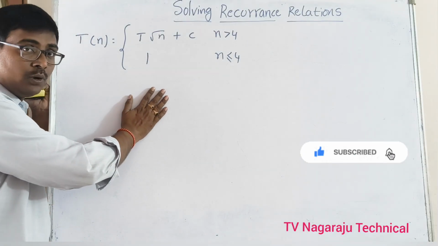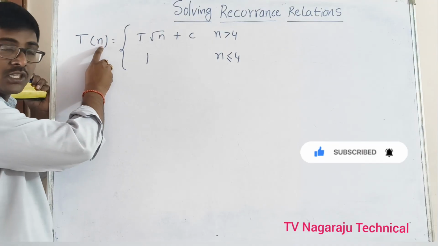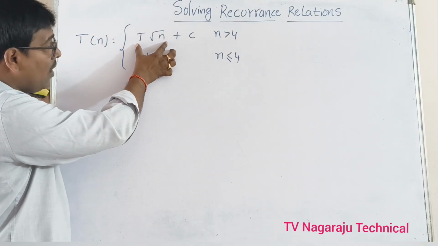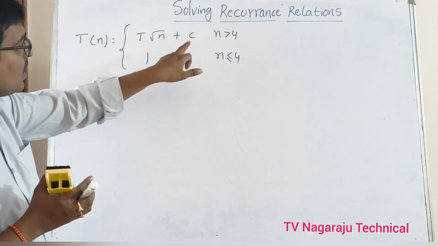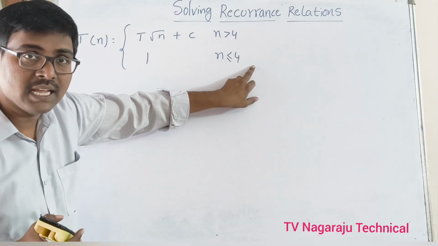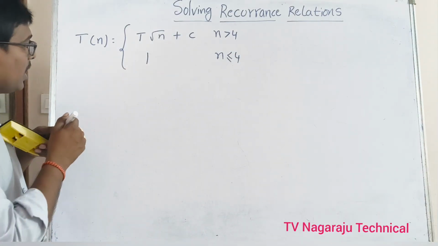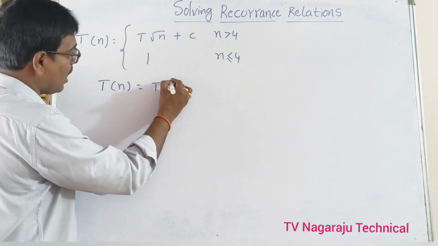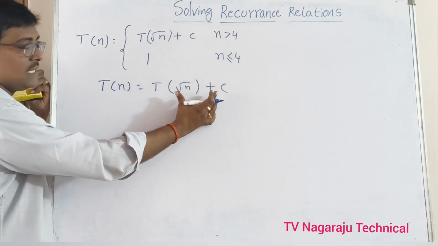For this example, T of n, the time complexity for solving n number of elements, is equal to T of root n plus c, if n is greater than 4. This is the recursive equation. For the base condition, that is n less than or equal to 4, the time complexity is equal to 1. Now solve: T of n is equal to T of root n plus c. So this is the equation.